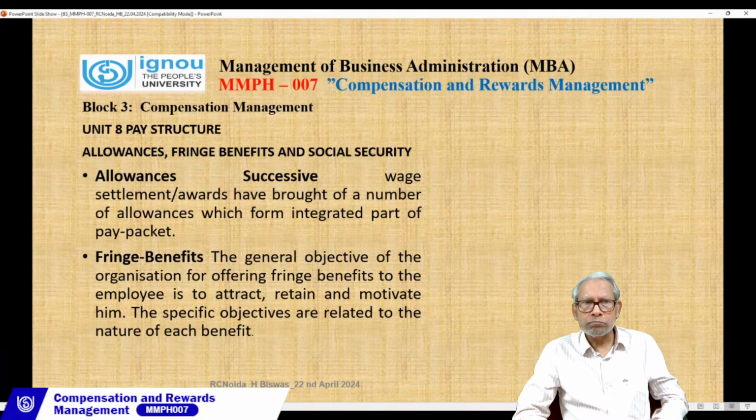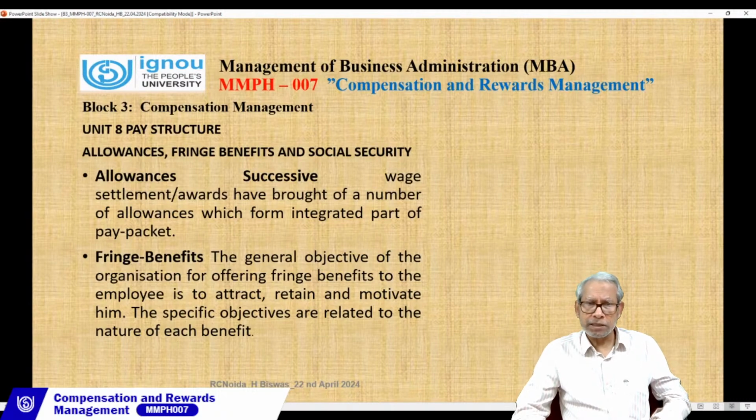Allowances and successive wage settlements are also part of the integrated pay package. Allowances may be lunch allowance, petrol allowance, maybe car allowance, washing allowance.